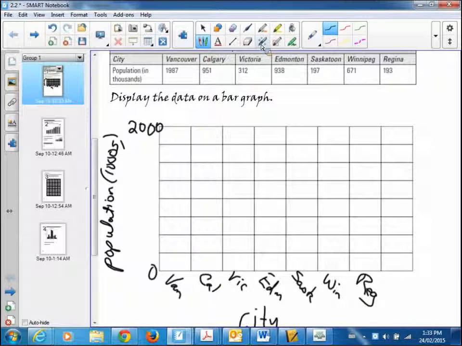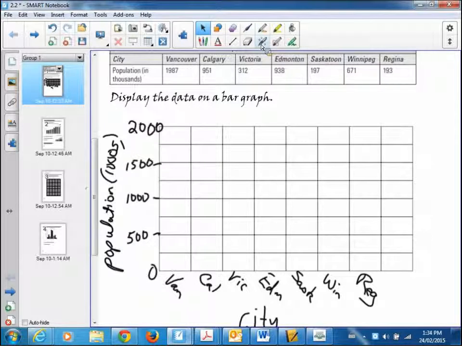Okay, that's 2,000. How can I fit these all in? Well, look at this. There's 1, 2, 3, 4, 5, 6, 7, 8 squares. So the midpoint should be 1,000. There's really 1,000 times 1,000, it's a million people. Well, I'll use 1,000. And then the midpoint of that is 500. That's 1,500. It's really just trial and error how you fit everything on a graph. And I picked 2,000 because that'll fit Vancouver's population in 1987, 1.9 million, practically 2 million.